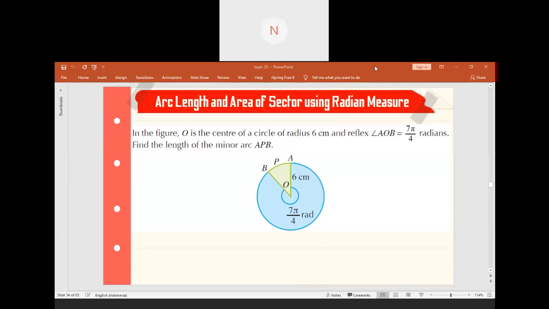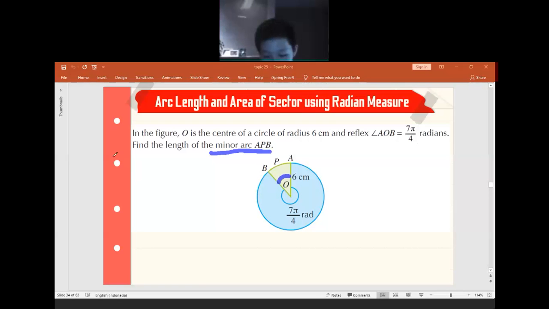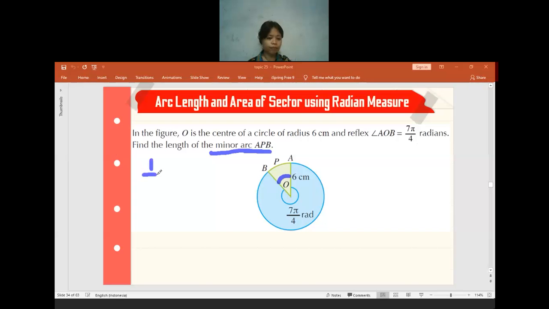Is there anyone who is confused about which one is major and which one is minor? Major is the big one, minor is the smaller one, and we need to find the minor arc APB, so we have to take the smaller one. How many will it be? 1 per 4 pi. Are you sure? Yes, 1 per 4 pi. Is there anyone confused about getting 1 per 4 pi?